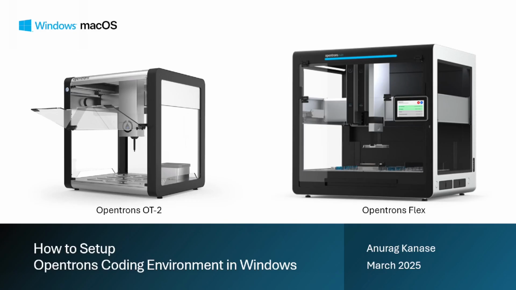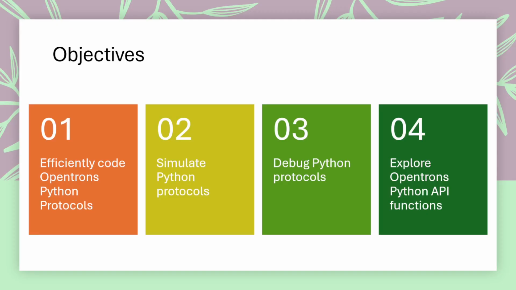Hi everyone. Today we are going to take a look at how you set up the coding environment for Opentrons robots. The instructions are applicable for both OT2 and Flex, and they will also be suitable for Windows and Mac OS, even though I'll be setting up and demonstrating this on a Windows 11 virtual system right now. But you can pretty much translate these instructions directly to Mac OS.